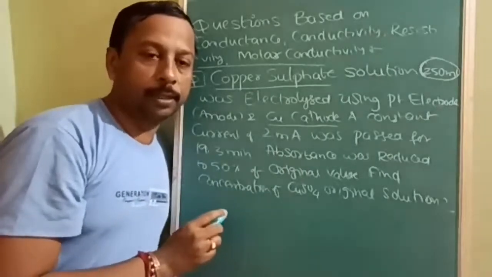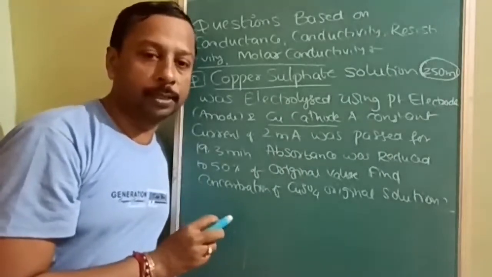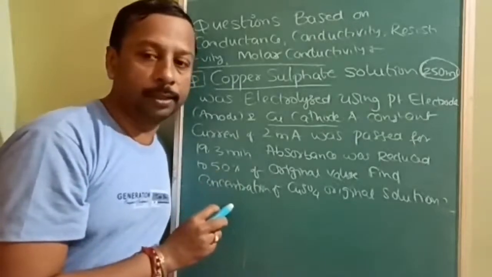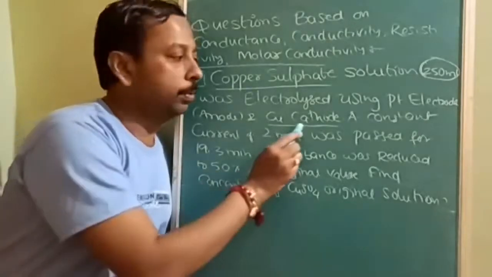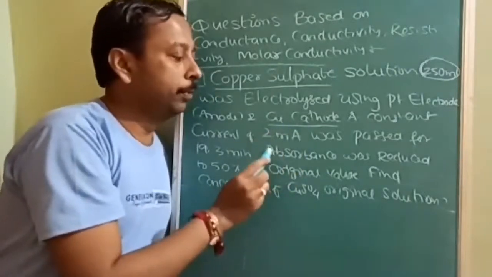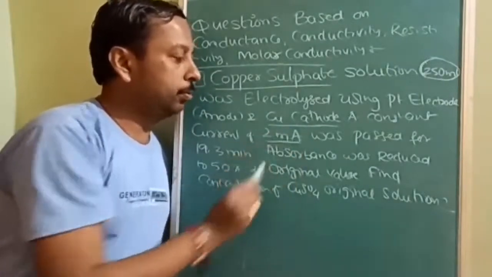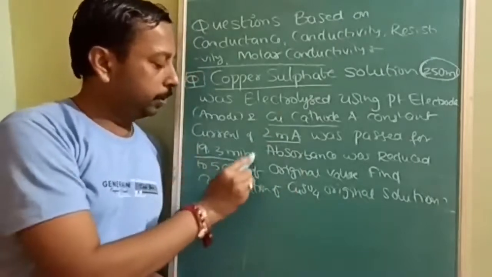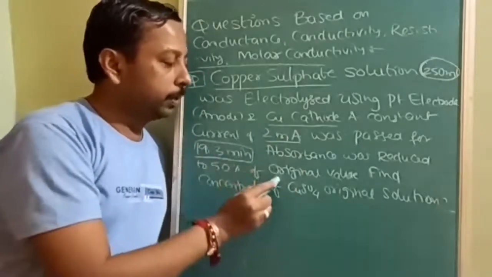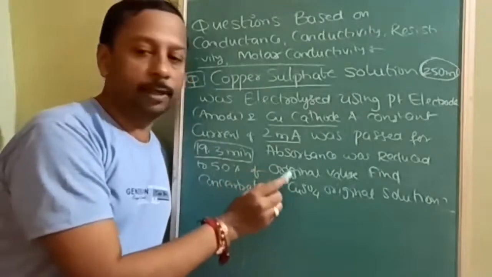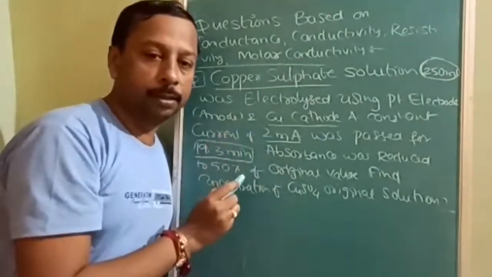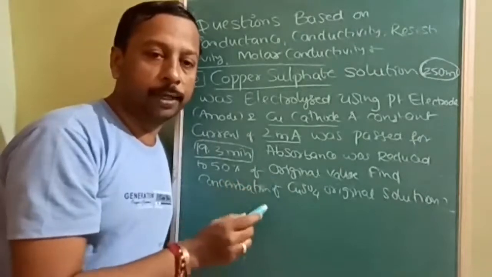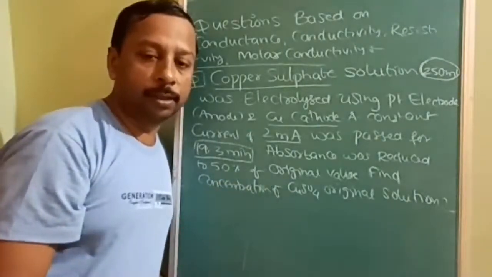Products of electrolysis when copper is used as the electrode: there is a different reaction, but that reaction you have to use. Then after passing a 2 milliampere current for 19.3 minutes, whatever is left over was 50% of the original. So by finding the 50% of the present one, you have to find the original concentration.